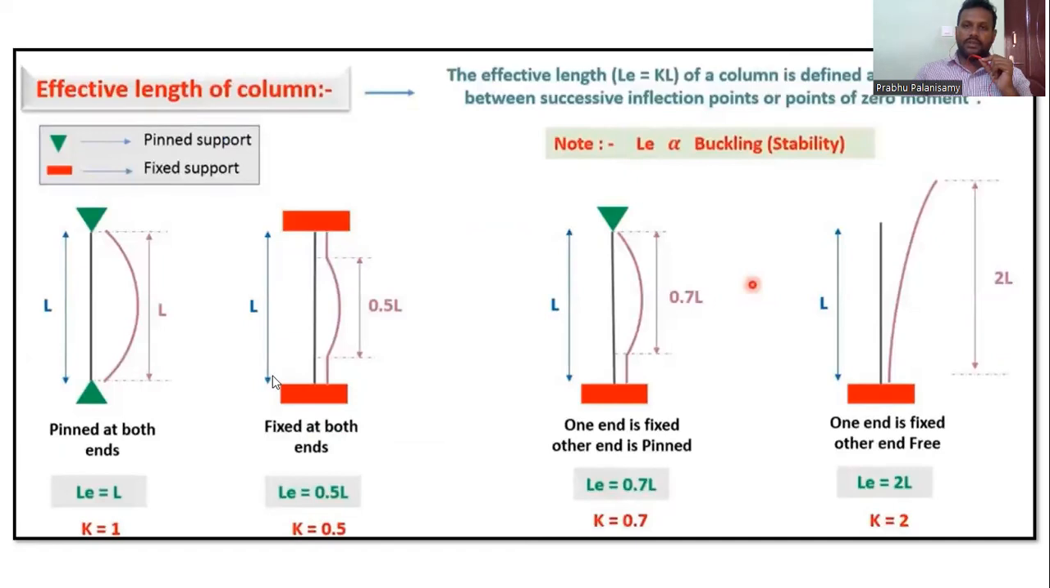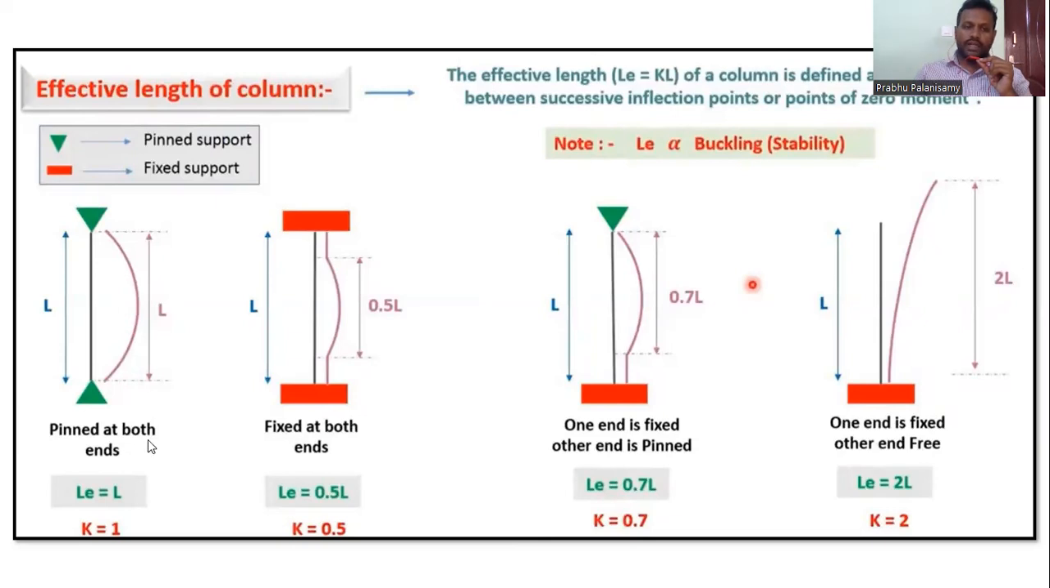Right, so this is some of the effective length we use in columns. This is pinned support and fixed support, pinned at both ends. Effective length is L, and the effective length of a column is defined as the distance between successive inflection points, the points where the moment is zero. So you may call it the distance between the points where the moment is zero. That's called the effective length.